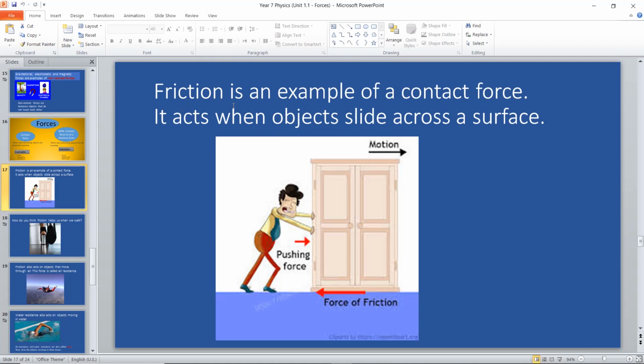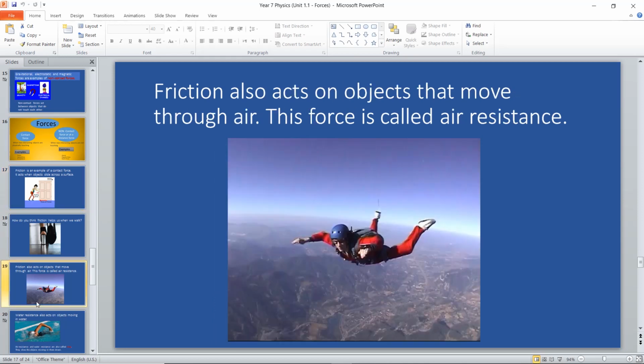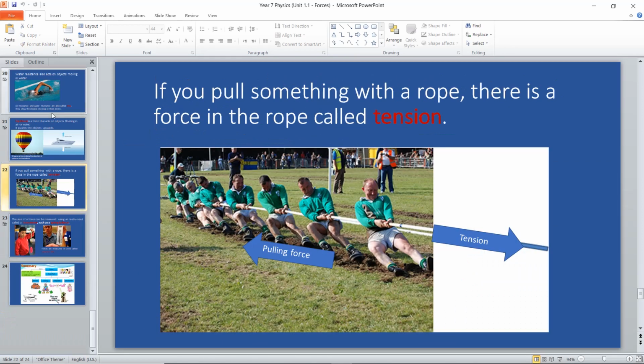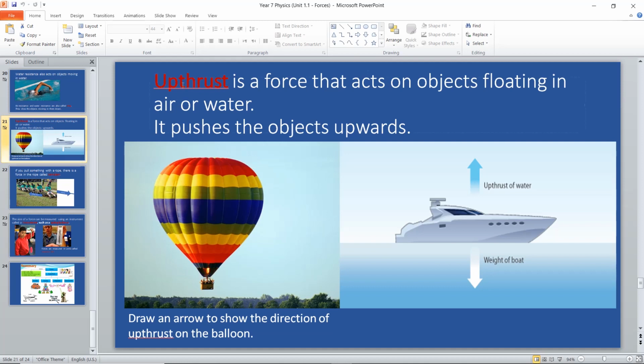Also, friction is an example of a contact force. It acts when an object slides across a surface. Of course, we said that we have two conditions for friction. The first condition is that the two objects are in contact with each other, and one of them is in motion. There is a force called air resistance when any object moves through the air. There is a force called water resistance when any object moves through the water, and there is a force called upthrust when any object floats in a fluid, liquid or gas.